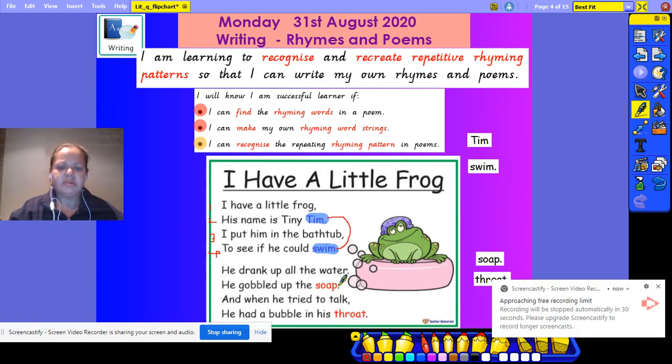In the next verse, it happens again. Every second line rhymes. So that is our rhyming pattern. Okay, that every second line rhymes. It's not the same rhyme. Tim and swim is not the same rhyme as soap and throat, but Tim and swim rhymes and soap and throat, although not quite, rhymes. So your job today is to go and have a look at some poems and find the rhymes. Have fun!